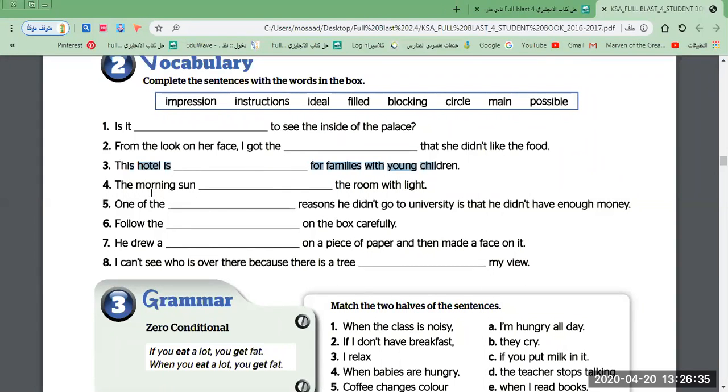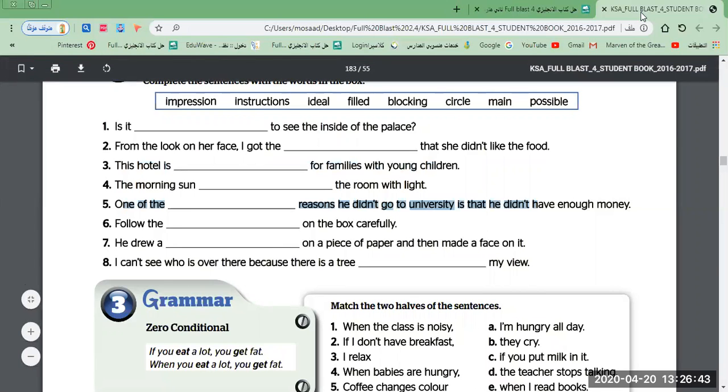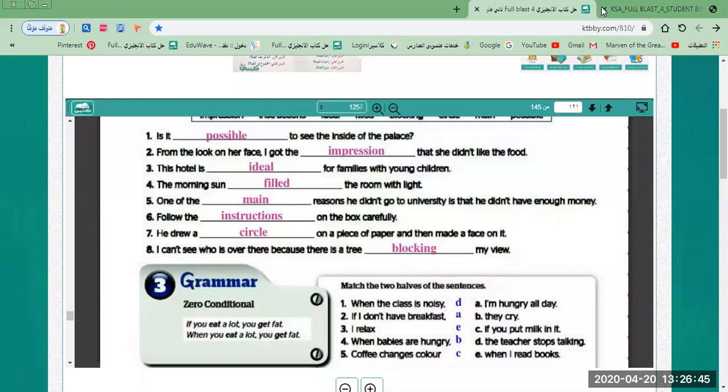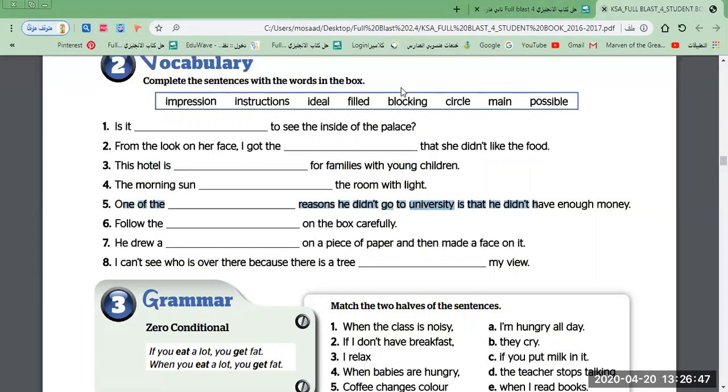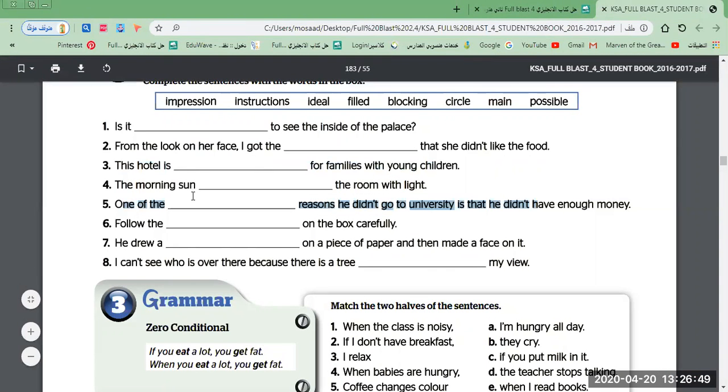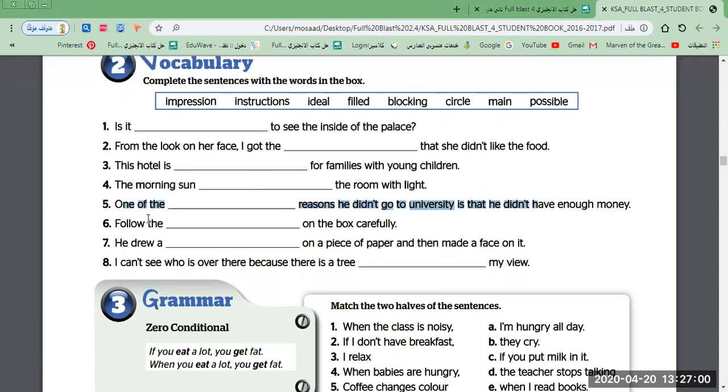Mr. Amri, number 4. We have number 4 here. Okay. The morning sun fills the room with light. Fill the room with the light. Mr. Amri, number 5. Go on, Rakan Al-Amri.